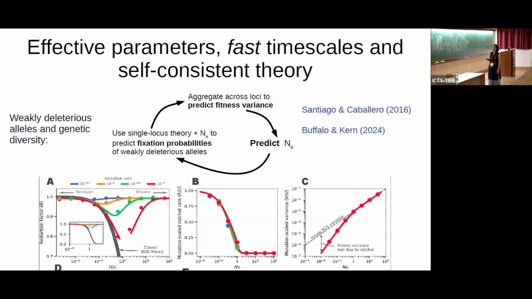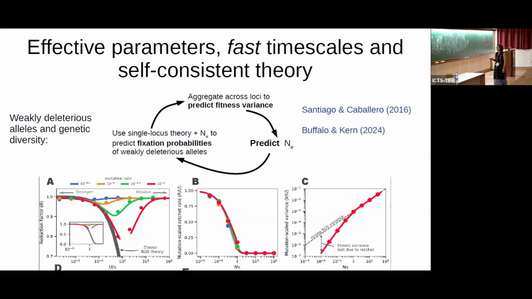how much the genome-wide levels of diversity are reduced relative to the neutral expectation. In gray is the classic background selection theory, which predicts a much stronger reduction. But once you have many weakly selected mutations, so there's a large U by s, then because of selective interference, these hitchhiking effects become essentially, or rather these alleles are not efficiently eliminated, and the reduction in diversity is much weaker, and this is very well predicted again by their theory.